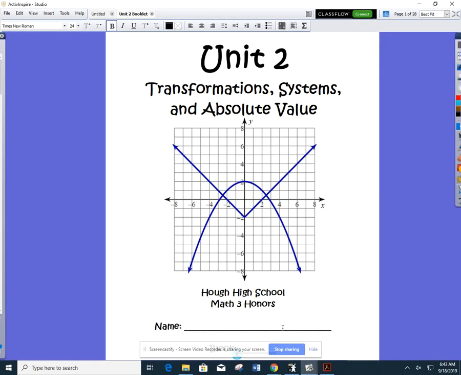Hi, today we're going to start Unit 2. This unit covers transformations, systems of equations, and systems of inequalities, and absolute value equations and absolute value functions.